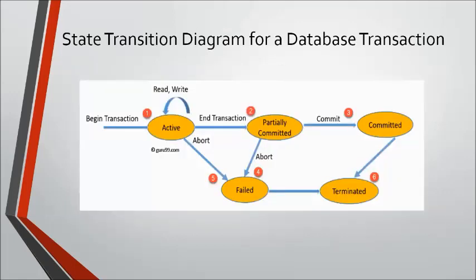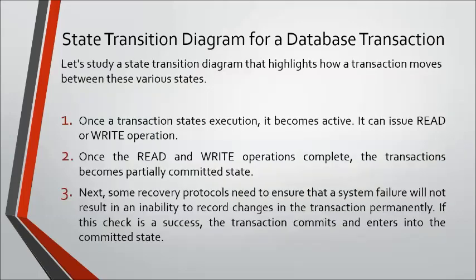We have here the state transition diagram for a database transaction. So we have the begin transaction, then active, end transaction, partially committed, committed, then we have failed or abort, and then we have the terminated. So let's study a state transition diagram that highlights how a transaction moves between these various states. Number one, once a transaction starts execution, it becomes active. It can issue read or write operations.